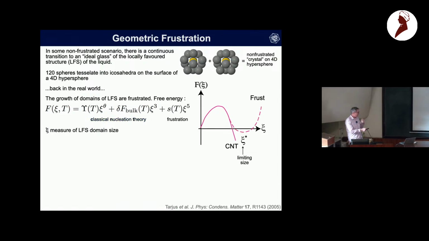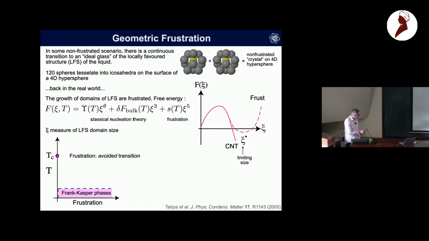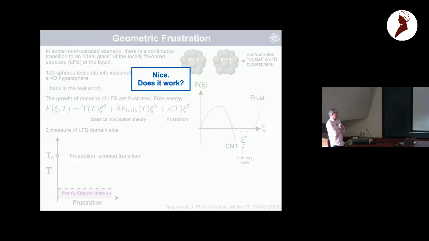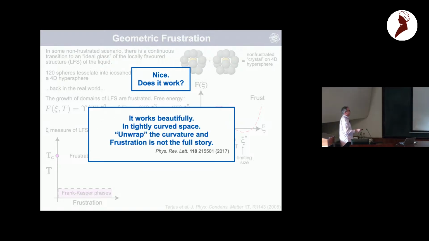But of course, in reality, in Euclidean space, we have a frustration term which comes in like this. So the picture is that in the unfrustrated case, there's the crystallization, so to speak, but in reality, we've got an avoided transition. But the question is, can it influence, nevertheless, what we see in Euclidean space? Well, it works beautifully in tightly curved space. I said there's 120 spheres on the surface of a 4D hypersphere. That's actually really tightly curved, okay? As we uncurve the space, it turns out that the picture breaks, and it's certainly not the full story.